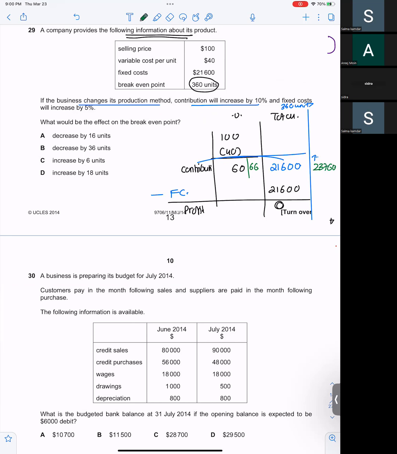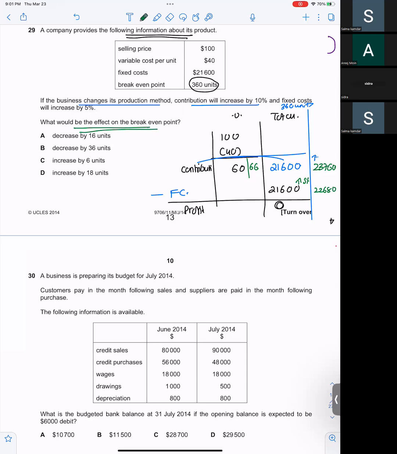If the contribution will increase by 10% and fixed cost will increase by 5%, so increase the fixed cost by 5%. 21,600 into 105%, so it will become 22,680. What would be the effect on the break-even point?